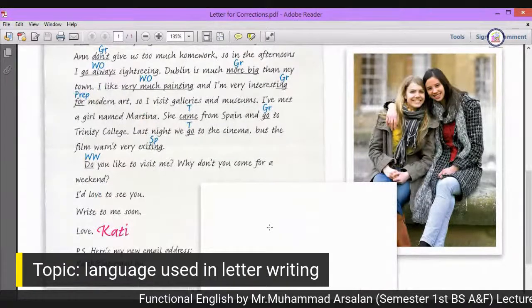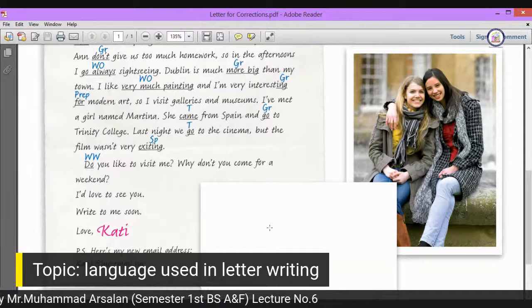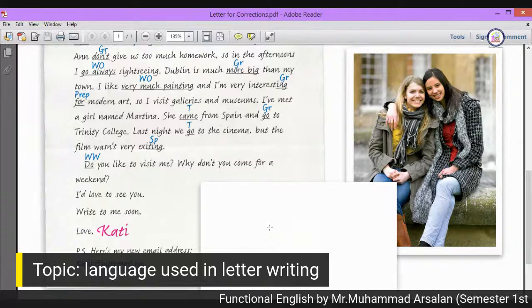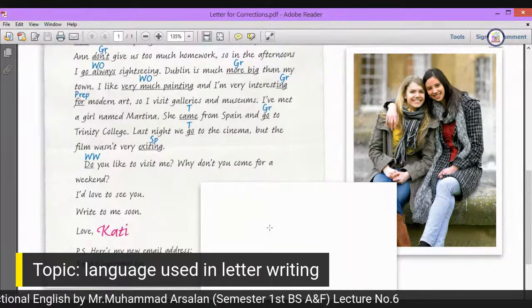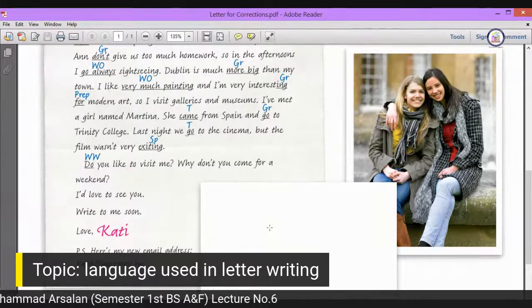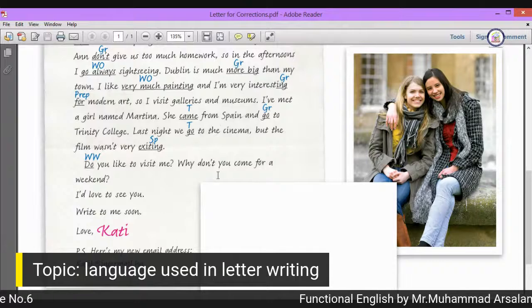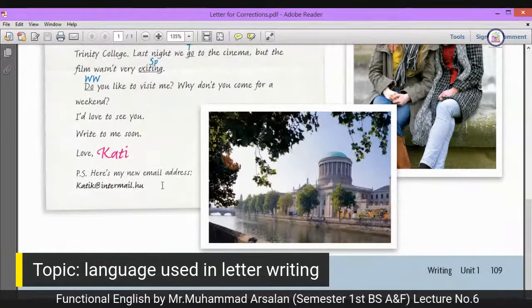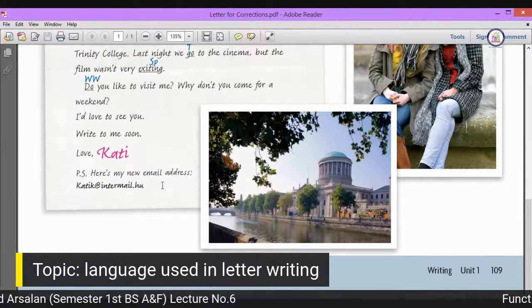If you know that in a formal letter we have a total complementary paragraph. "Love, Katie." This is a close we have, and yes, here my new email address, Katik at the intermail.hu. Here's my new email address. Now this is P.S. Remember I told you that P.S. is postscript, the additional script.